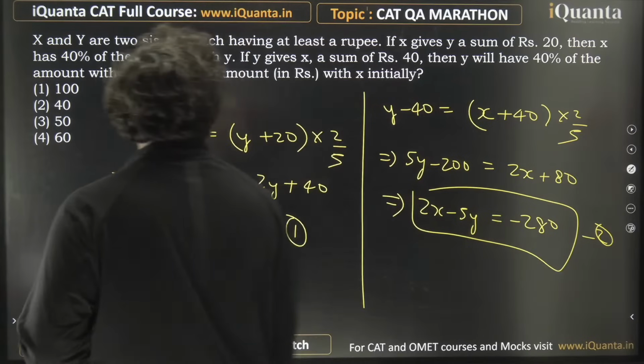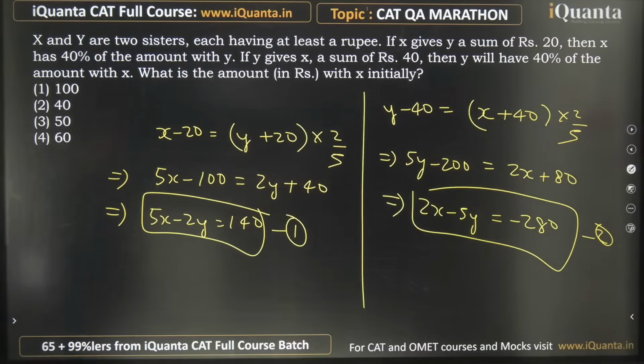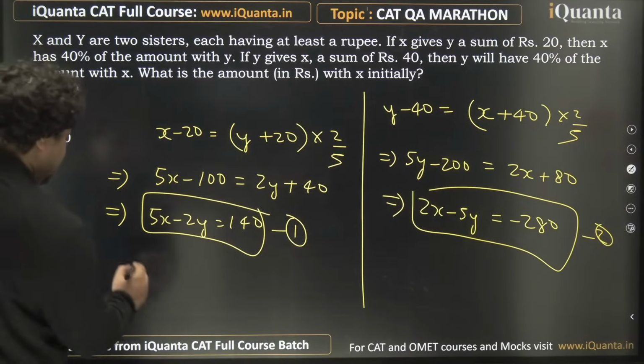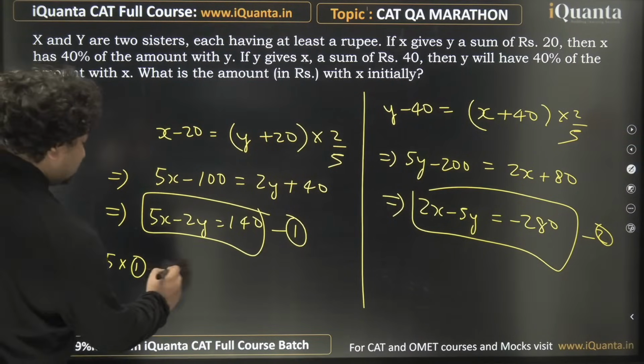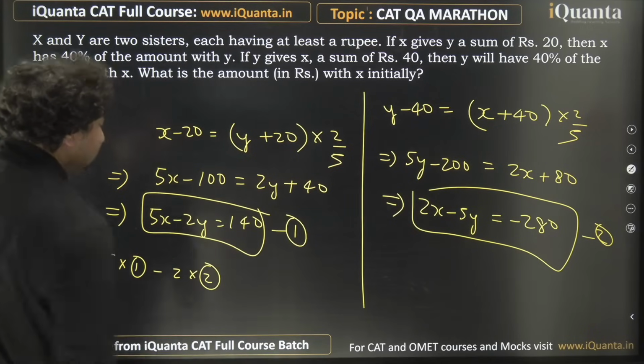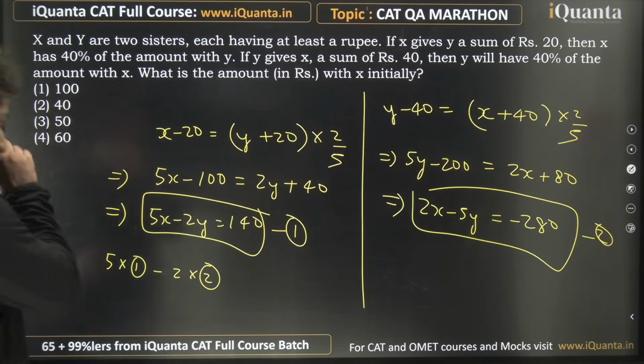What do we have to calculate? The value of x. So basically we need to eliminate y. I hope all of you can do that. To eliminate y, I can multiply the first equation with 5, that is 5 into equation 1 minus 2 into equation 2. And this is how y will be eliminated. Yes or no?